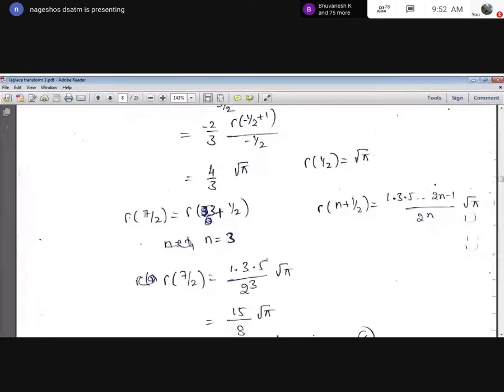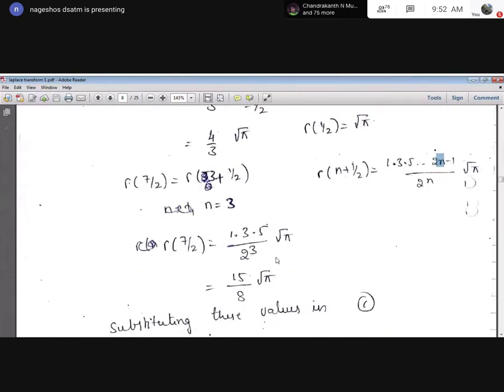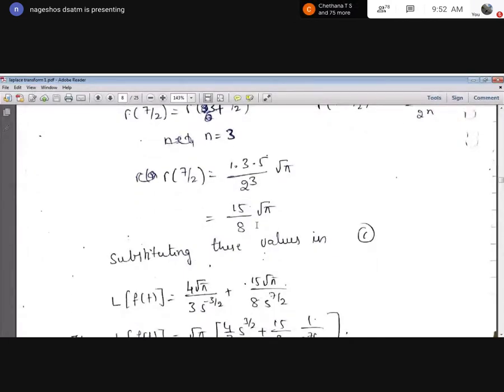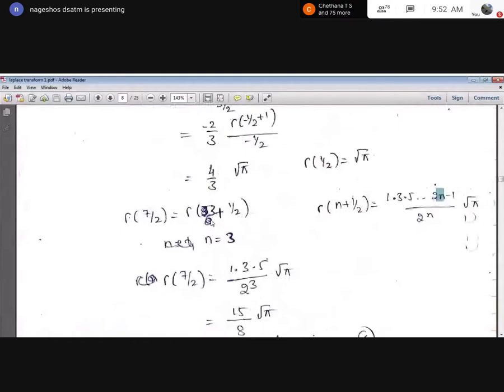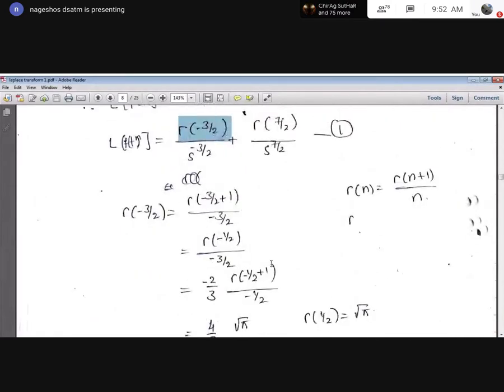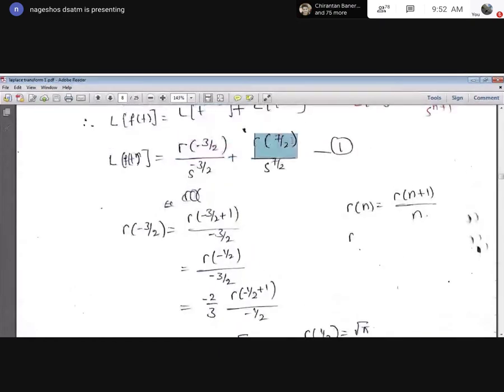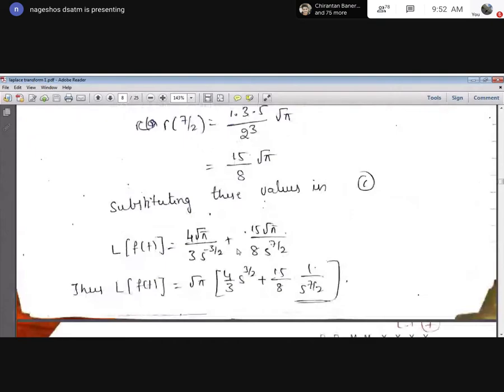So 7 by 2 you can write as 3 plus half. Here n is 3, so in place of n substitute 3. So what happens? 1, 3. If I substitute 3 here, 2 into 3 is 6, 6 minus 1 is 5. 5 will be the last number, divided by 2 power 3 root pi. So this will be 15 by 8 root pi. So for this, the answer is 4 by 3 root pi, and for gamma of 7 by 2, this is the answer. Substitute back and you will get the answer.